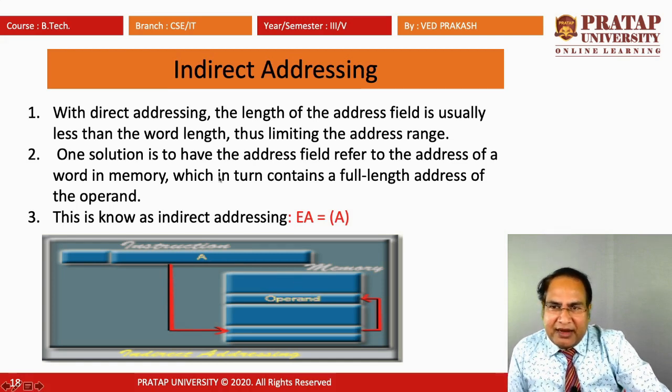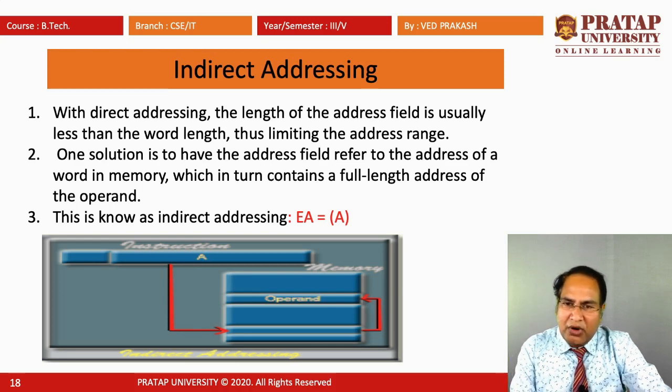With direct addressing, the length of the address field is usually less than the word length, thus limiting the address range. One solution is to have the address field refer to the address of a word in memory, which in turn contains the full length address of the operand. This is known as indirect addressing mode.